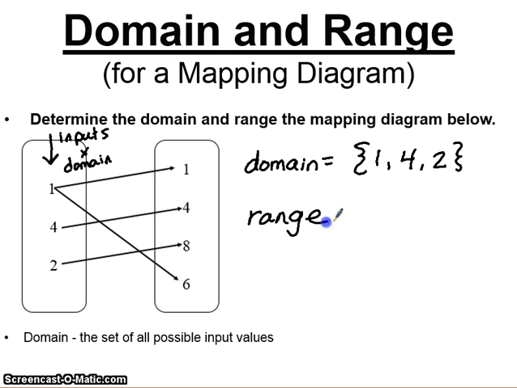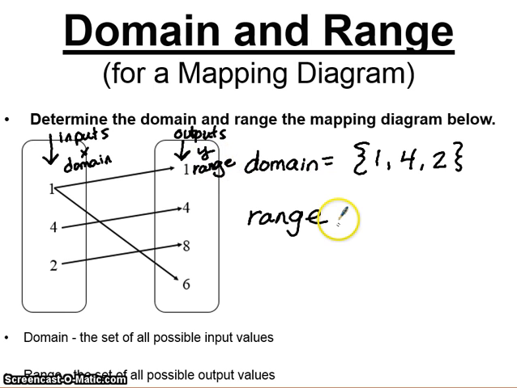The range is the set of all output values, and when we look for output values in a mapping diagram, we see them here on the right. These are the outputs, also known as the y values or the range. Those are all synonyms for each other. So the range is the set of numbers 1, 4, 8, and 6. Those are the only values that can be outputted by these inputs.